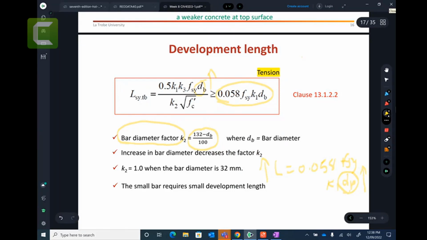Okay. So you increase the bar diameter, you decrease the K2 factor. K2 is 1 when the bar diameter is 32. So if you put 32 here, your K2 becomes 1. The small bar requires small development length. If you increase the diameter, you need to increase the development length.